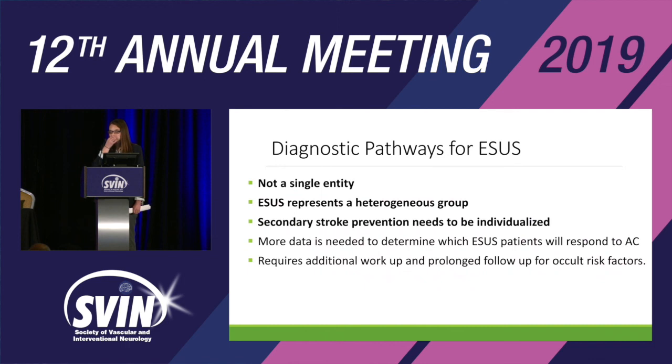So the thing that I wanted to stress here is that ESUS is not a single entity. It's a heterogeneous population. There are multiple potential mechanisms at play. And secondary stroke prevention needs to be individualized, on a case-by-case basis. More data is needed to figure out the patient selection, which patients are actually going to benefit from anticoagulation versus not. When someone has an embolic stroke of undetermined source, further workup is needed to figure out any other additional occult risk factors.